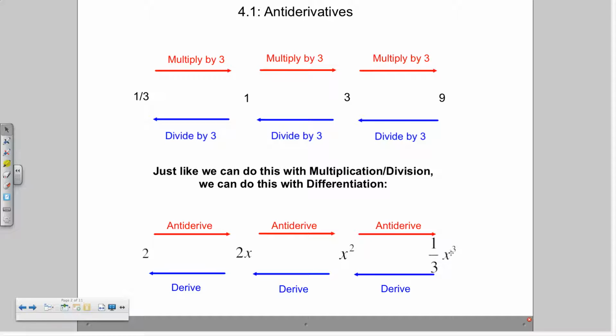If we started with 1/3 x cubed, you can imagine deriving that, getting x squared. You can imagine deriving that, getting 2x, and deriving that, getting 2. If we wanted to, we could antiderive, back up the chain, and get to something that's like 1/3 x cubed. That's a lot of what we'll be doing today, just sort of going backwards on the derivative rules that you already know. We'll be anti-deriving those derivative rules.